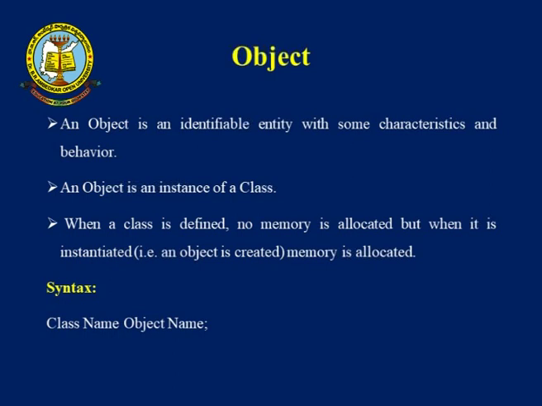This is the definition of the object. Once again I am repeating, listen carefully. An object is an instance of a class or reference to a class. When you create the class, no memory is allocated to the class. If you want to allocate the memory, you have to instantiate that class, meaning you have to create the object for that class. Then memory will be allocated in the memory space area for that particular class.